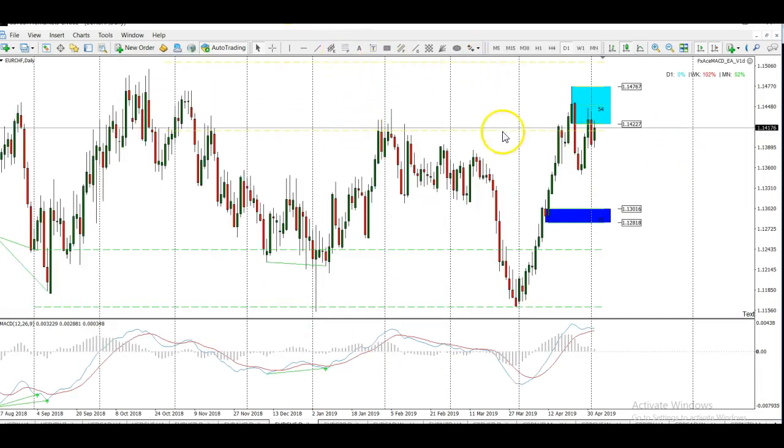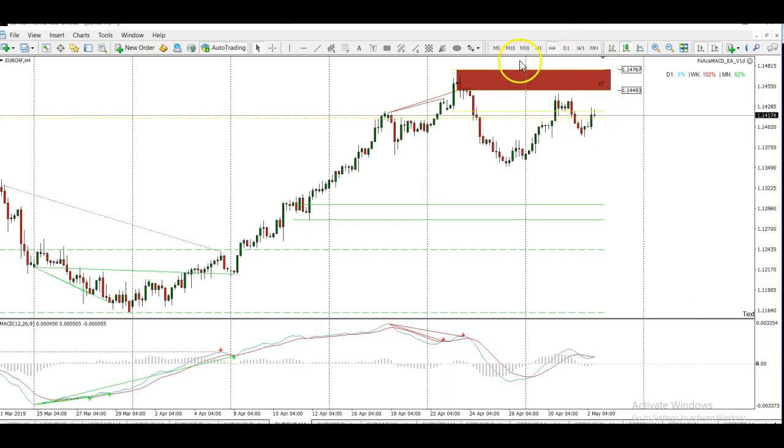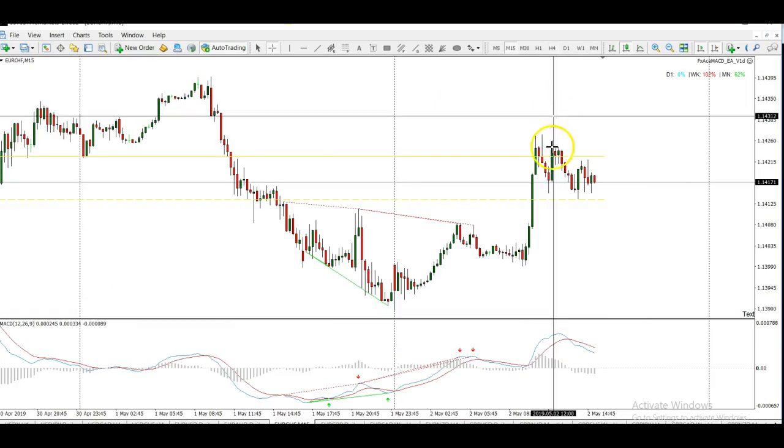Euro Swiss franc. So we talked about this. We had the trade yesterday at this 4-hour zone, and it dropped down nicely from this trade we took live yesterday.